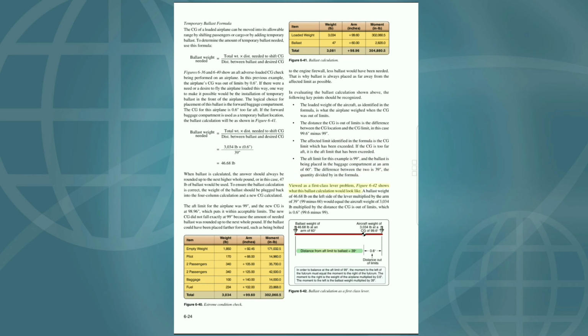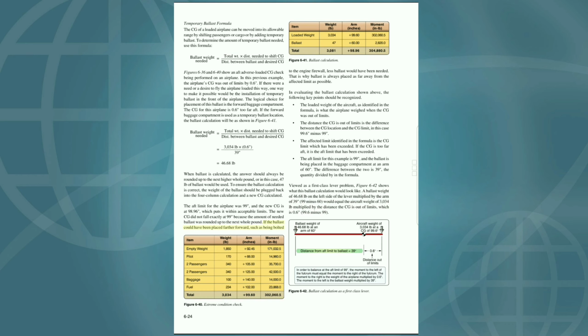Viewed as a first-class lever problem, figure 6-42 shows what this ballast calculation would look like. A ballast weight of 46.68 pounds on the left side of the lever multiplied by the arm of 39, 99 minus 60, would equal the aircraft weight of 3,034 pounds multiplied by the distance the CG is out of limits, which is 0.6, 99.6 minus 99. Ballast was rounded up to the next whole pound.